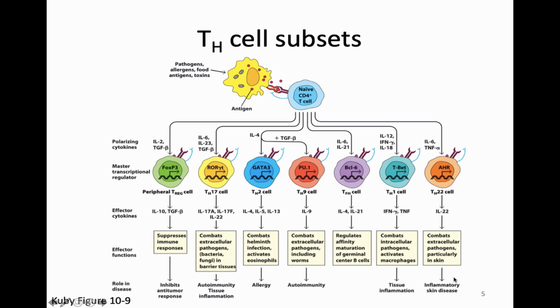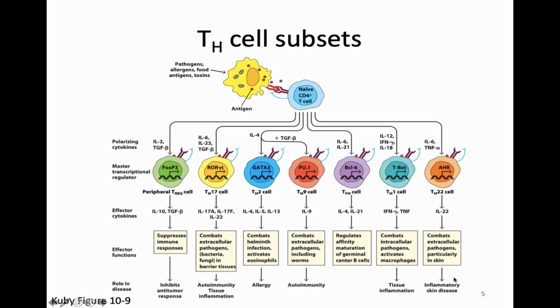This figure from your textbook shows some of the subsets that are currently recognized in the field, although it is not all of them. I am not going to talk about all of these different subsets, only some of them. These subsets vary based on which cytokine the naive CD4 T cell receives when it is activated. That cytokine here is listed as the polarizing cytokine.